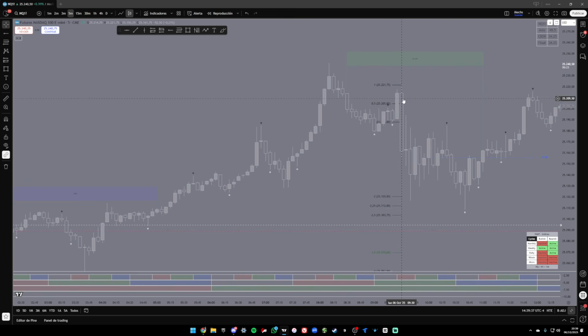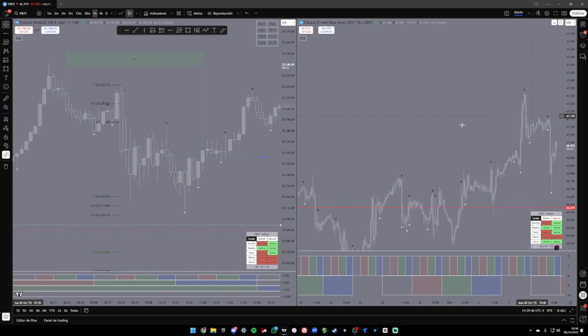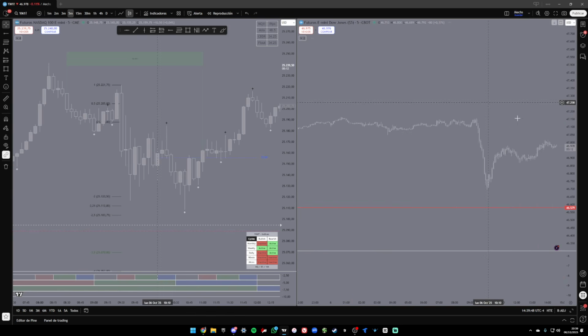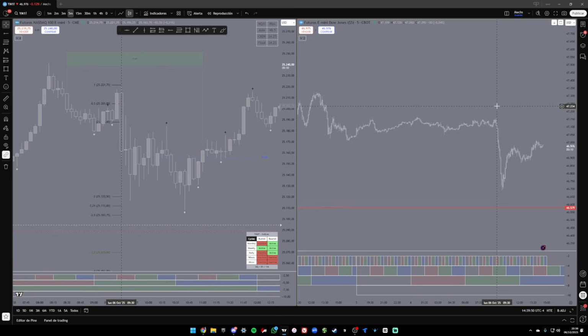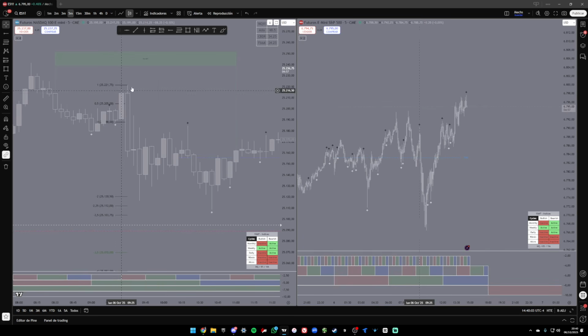Okay, the manipulation one. I think here we have an SSMT with ES or YM. I don't know, let me check it. No, we don't have any SMT. But it works, okay? This is the manipulation one.